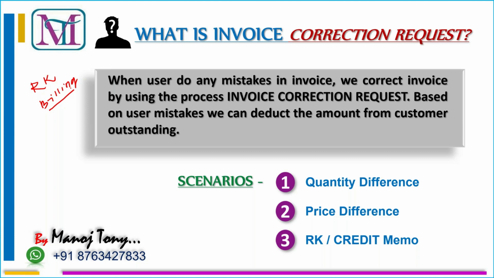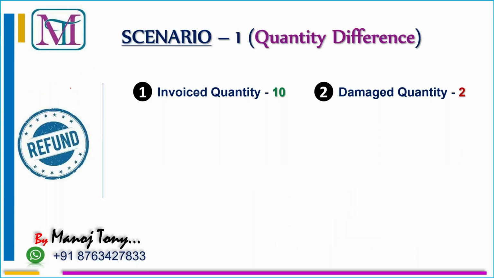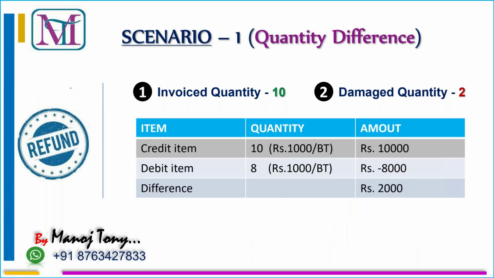In real-time scenarios for the invoice correction request, if there is a quantity difference or price difference, we can raise a credit memo by using the invoice correction request. Now we'll talk about the real-time scenarios, then you will understand the invoice correction request and the indicator. So this is the first real-time scenario. Invoice quantity 10, billed quantity 10, and in that billed quantity, two quantities are damaged, totally damaged.